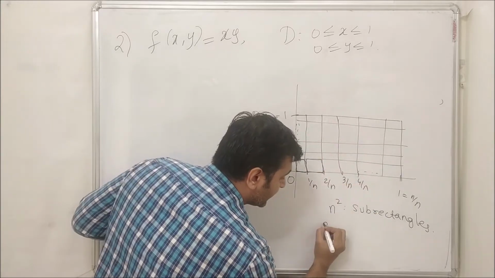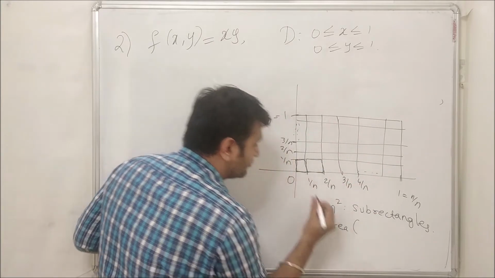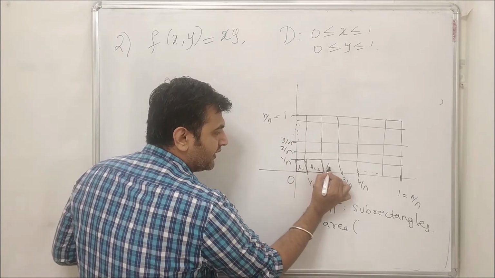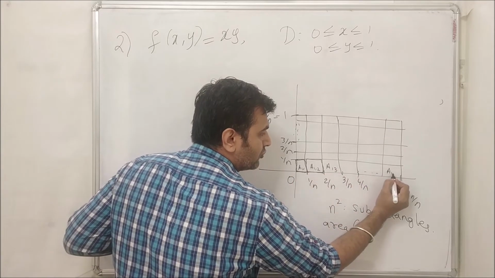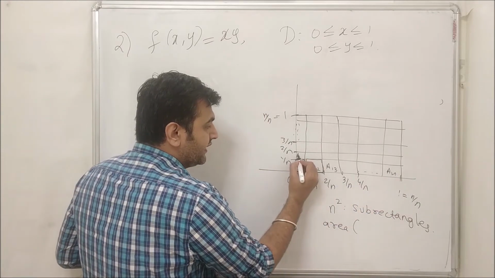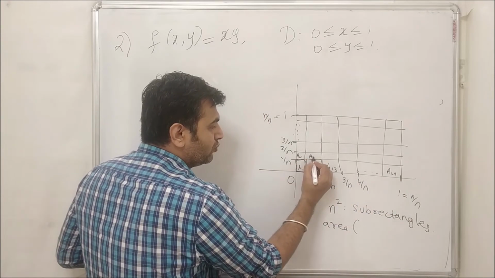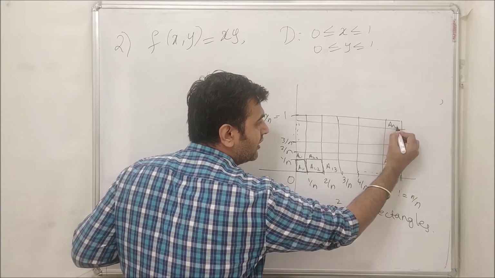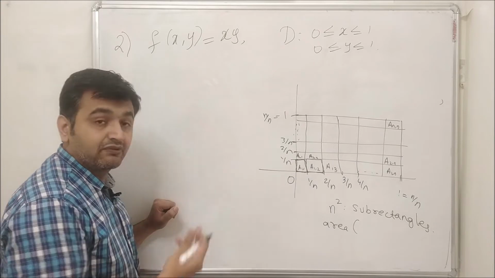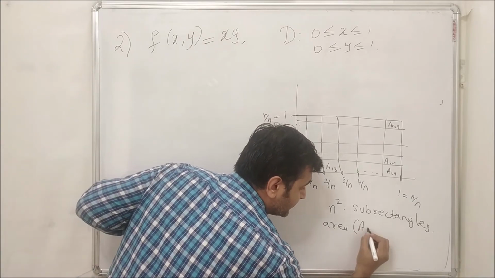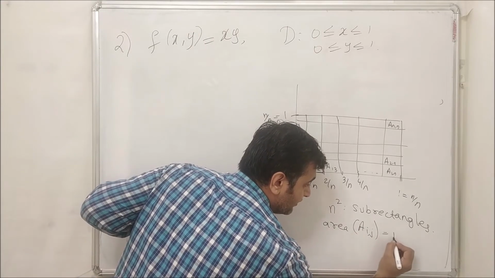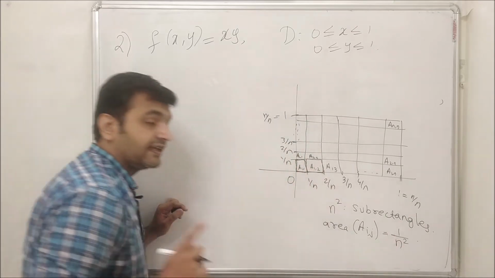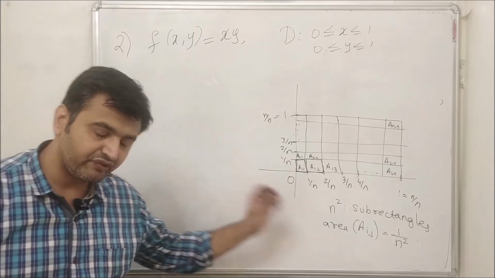In general, you take area of any. Let me denote this by a1,1. This is a1,2, a1,3 up to a1,n. Now let me call this a2,1, a2,2 up to a2,n. So this will be a n,n. So you have total n square subrectangles. So area of each aij is nothing but 1 upon n square. This is the area of each subrectangle. Okay, good. So we got the area.